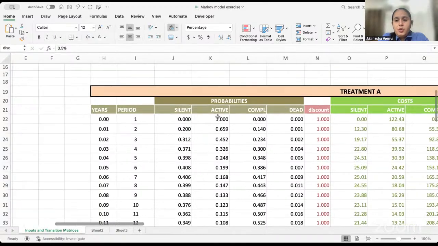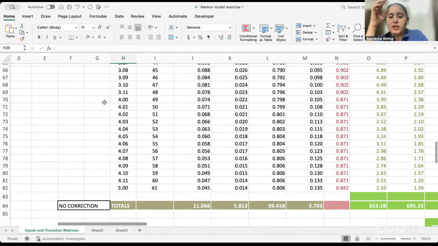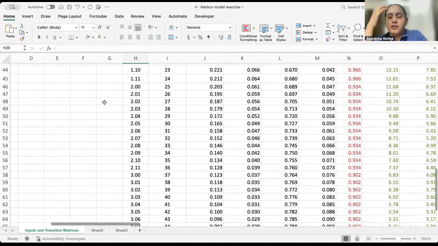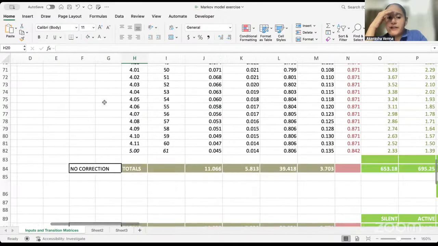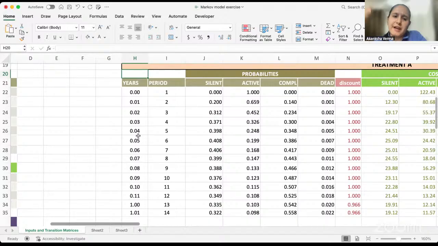So you will have different sections. Firstly, you mention the year, the model. So you have to determine for how many years you are going to run the model. Here, just for the purpose of explaining, I did it for 5 years. So the model is run, the Markov trace is developed only for 5 years.